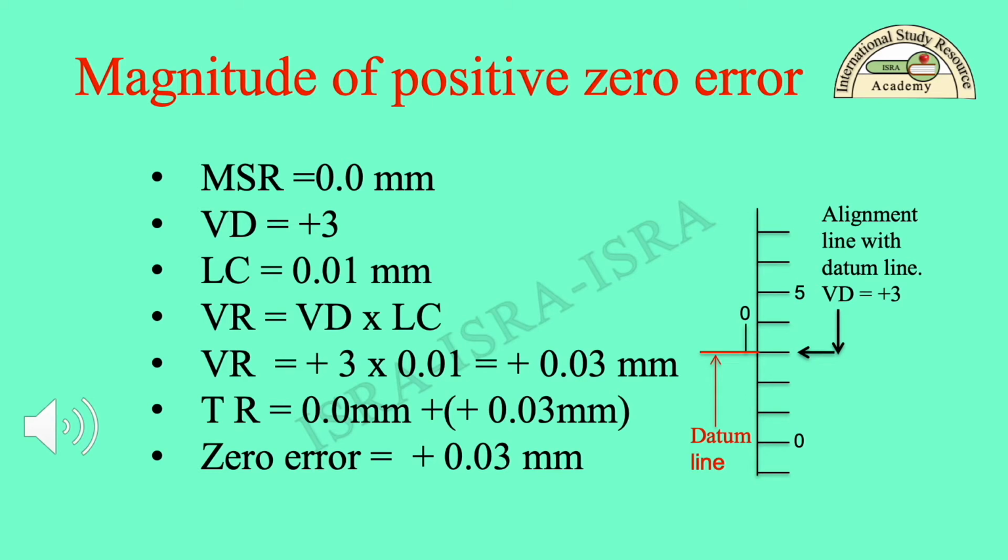Magnitude of positive zero error. Look at the diagram. Main scale reading MSR is equal to 0.0 mm. Vernier division VD is equal to +3. Least count LC is equal to 0.01 mm. Vernier reading VR is equal to VD times LC, which is +3 times 0.01, equal to +0.03 mm. Total reading TR is equal to 0.0 mm plus (+0.03 mm). Therefore, zero error is equal to plus 0.03 mm.